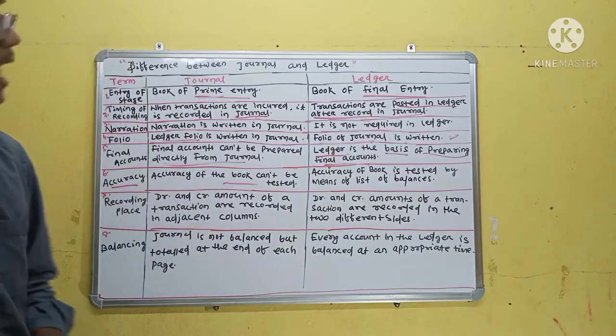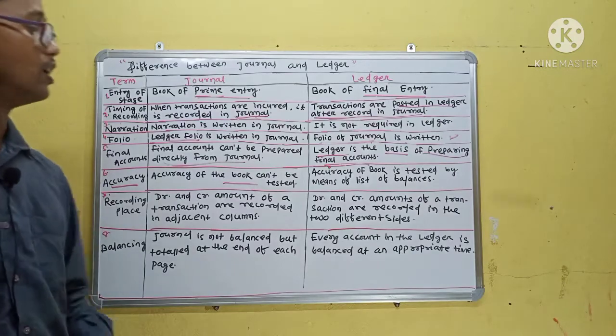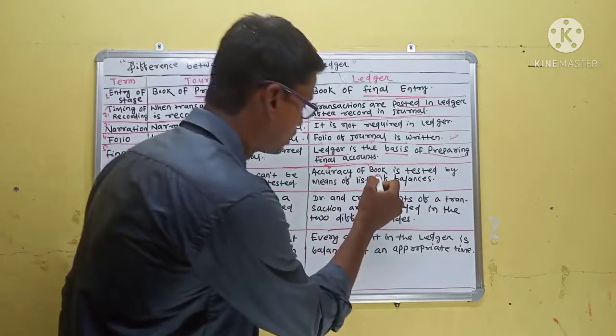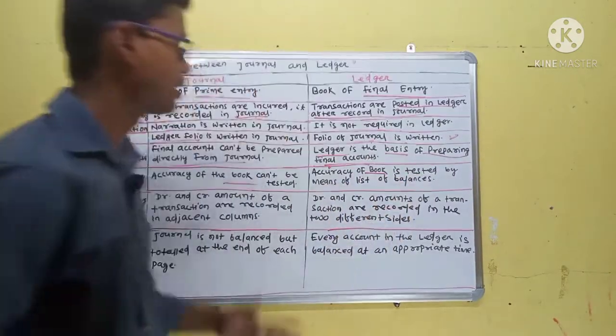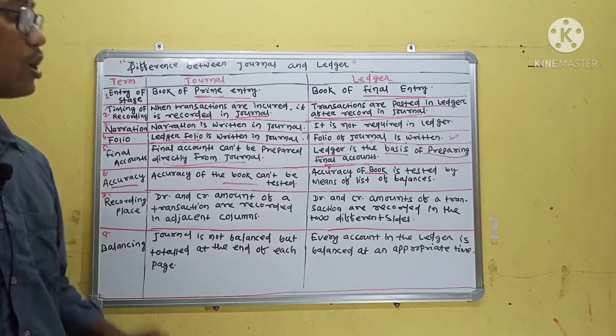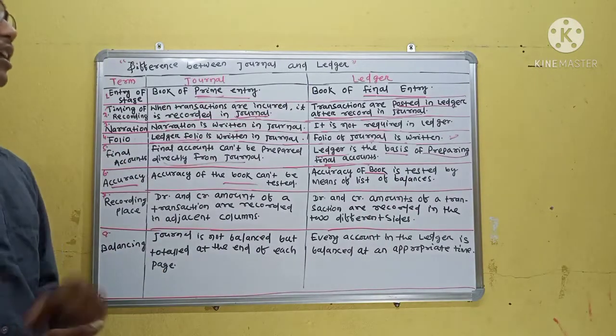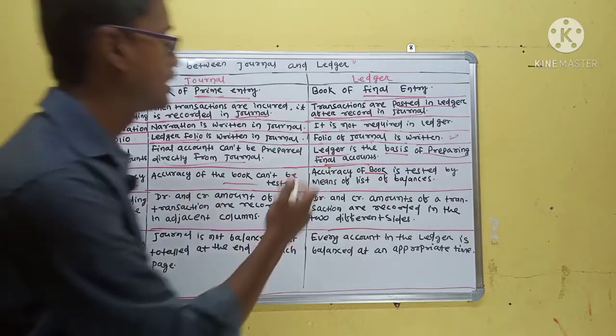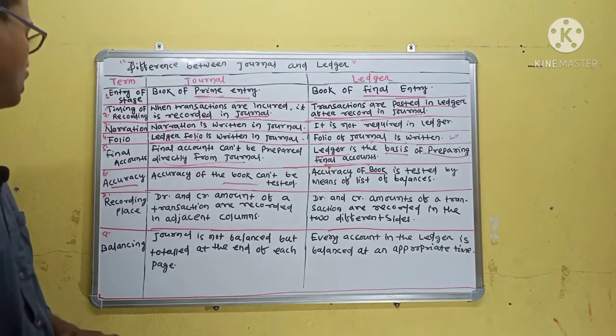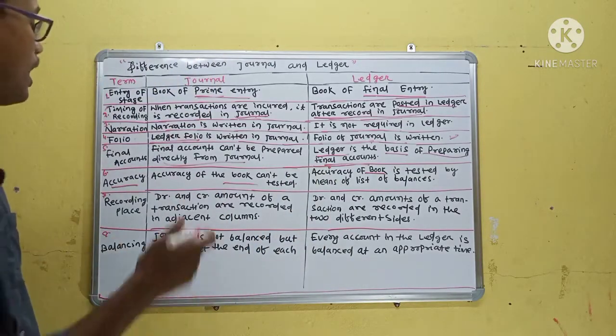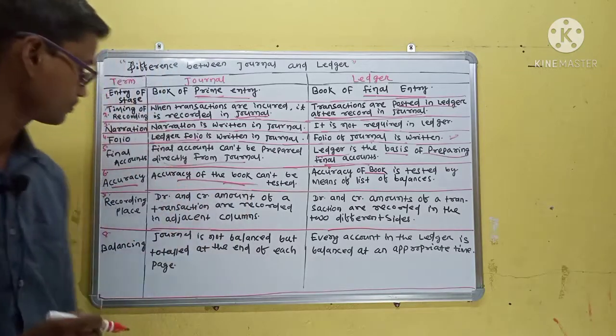Accuracy of the journal cannot be tested, but accuracy of the ledger book is tested by means of a list of balances. Through the list of balances, we can test the accuracy of the ledger book, but we cannot test the accuracy of a journal.